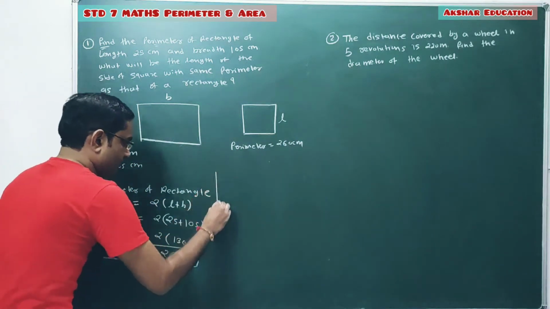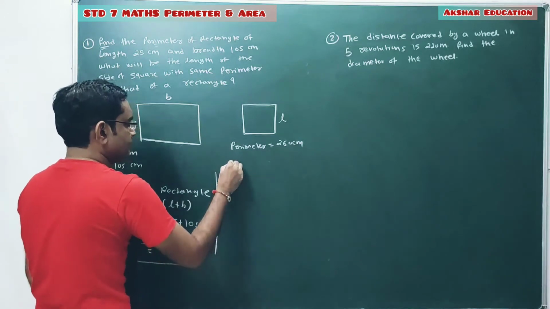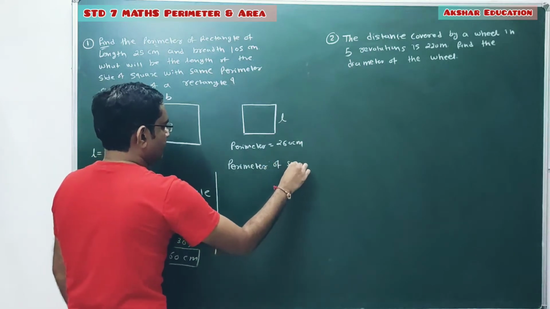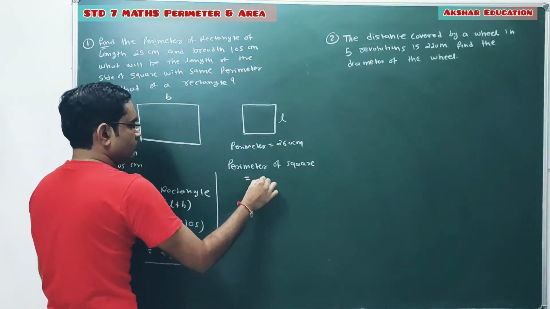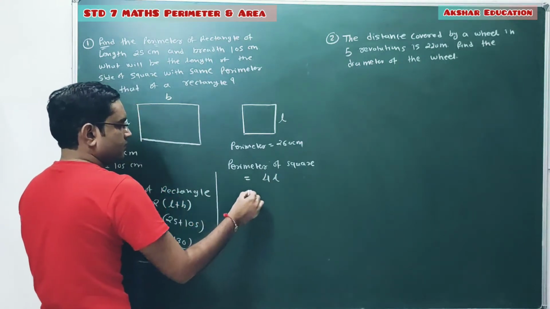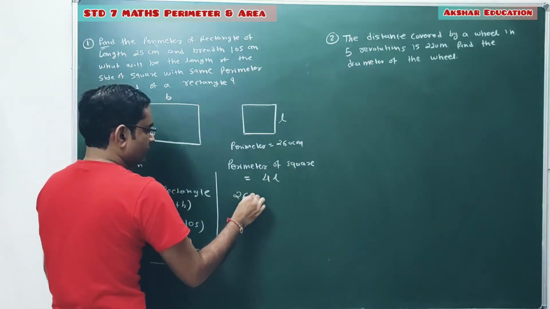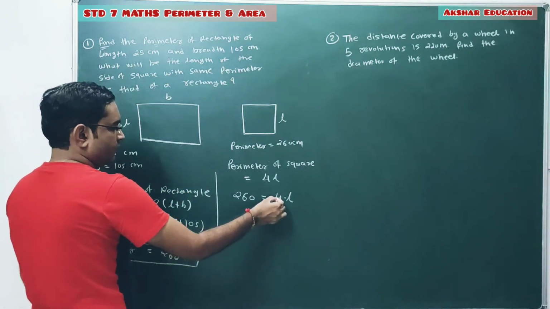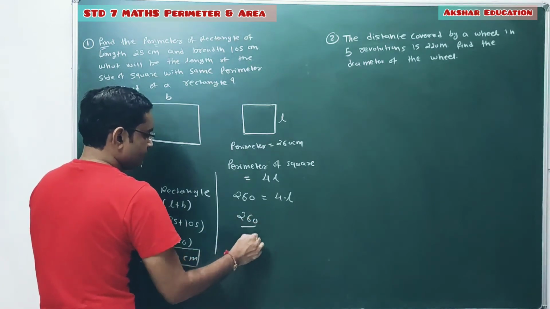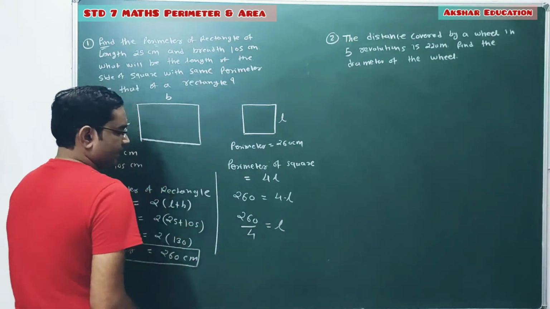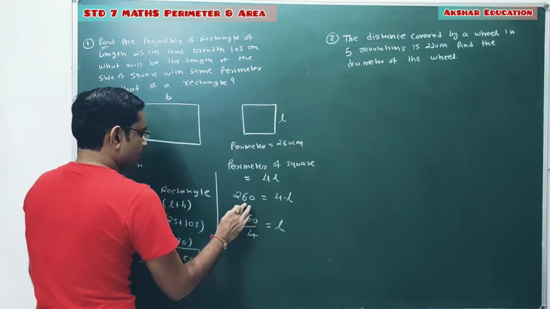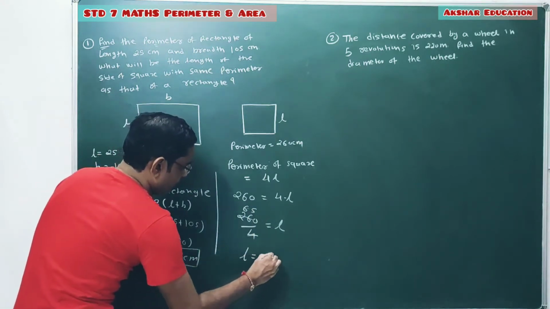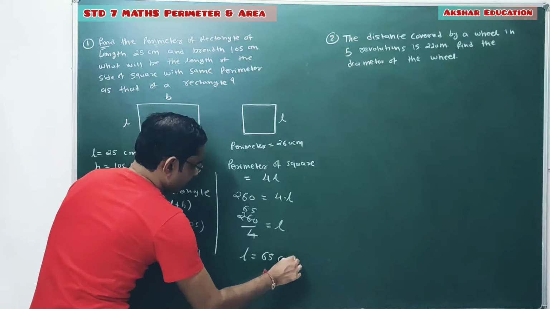So again we will use the formula of perimeter of square. So perimeter of square is equal to 4 into L. Perimeter of square is given, which is equal to 260 centimeter, that is equal to 4 into L. Take this 4 into division of this 260 and we are getting L. 4 sixes are 24, 4 fives are 20. So we are getting L equal to 65 centimeter.